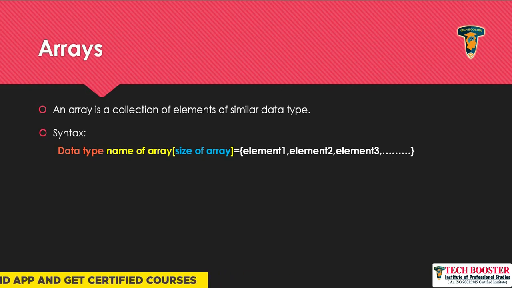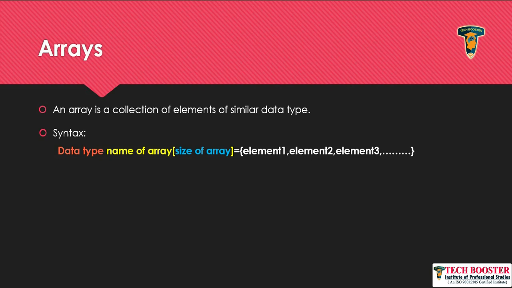Then you need to use a space and then the name of your array. You can consider any name, just like the name of your variable. And then you need to use this square bracket, and within this square bracket you need to consider the size of your array, that is how many elements you want to store in this particular array. So this is the way how you can create an array.